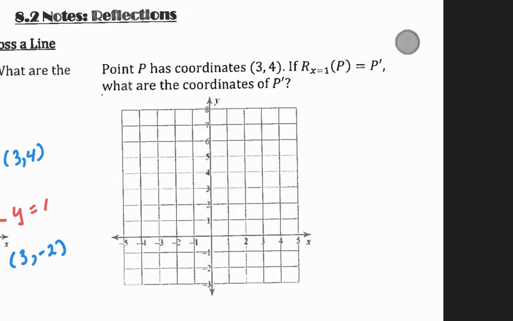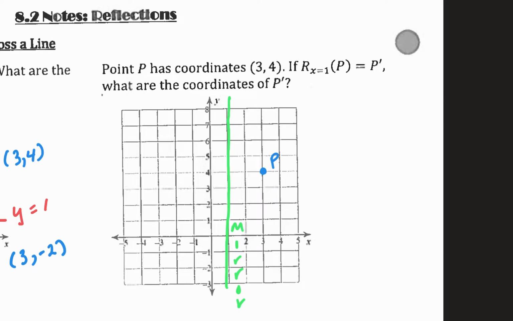Point P has the coordinates 3, 4. So we're gonna go ahead and graph 3, 4 again. So this is 3, 4. But now we have x equal 1, which is the line of reflection. So I'm gonna go ahead and graph x equals 1, which is a vertical line. And this is your mirror.